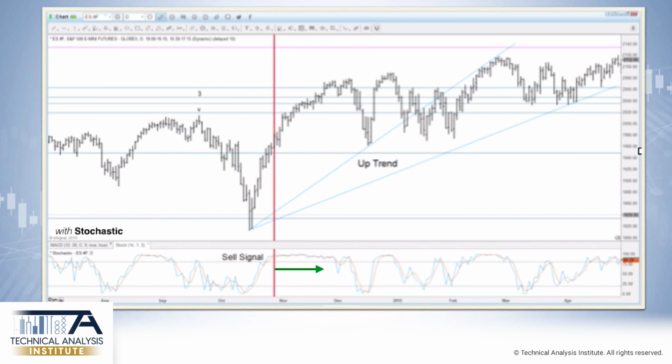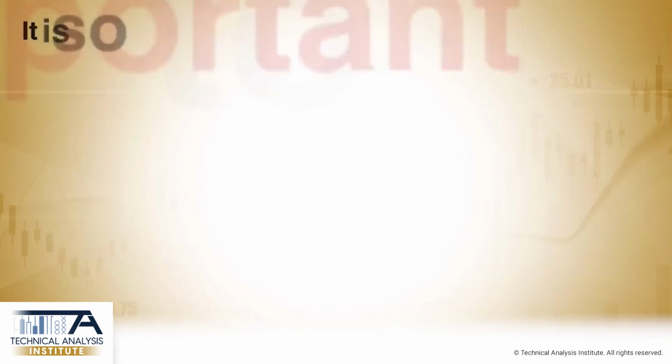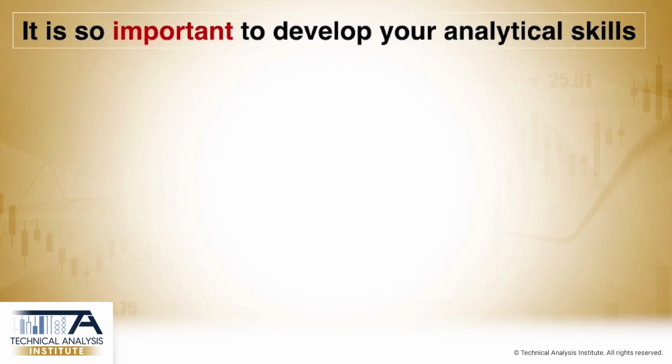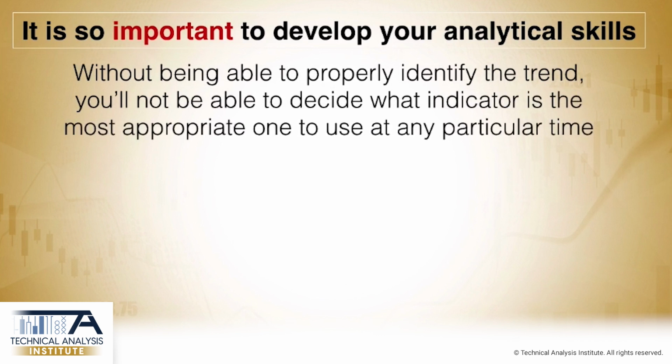Now let's see the exact same spot with a trend-following indicator. Notice how the MACD gives a rather beautiful buy signal that could be worth thousands of dollars. Again, not knowing the difference between oscillators and trend-following indicators and when the appropriate time to use them is, we will get frustrated and disregard a fantastic tool. These are good examples to show you why it is so important to develop your analytical skills. Without being able to properly identify the trend, you'll not be able to decide which indicator is the most appropriate one to use at any particular time.